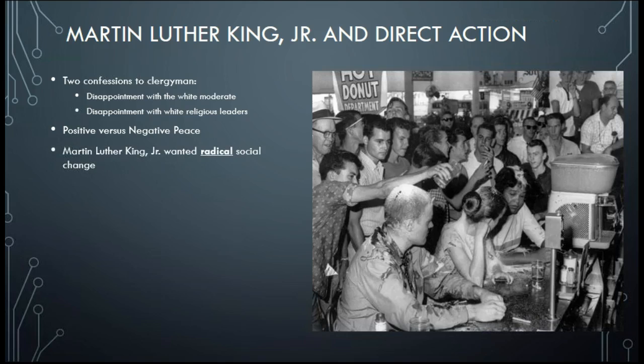And that's because Martin Luther King, at the end of the day, wanted radical social change. You remember the different types of social movements that we talked about in the last lecture. Martin Luther King Jr. was actually a radical. He believed in radical social change.